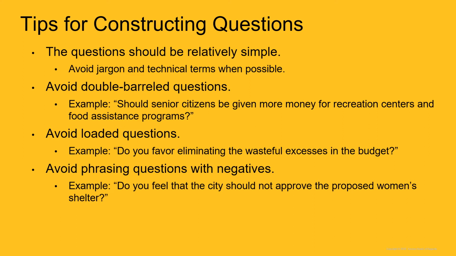Finally, we should try to avoid using phrasing that has negatives. Notice in the example, what they're saying is, do you feel that the city should not approve the proposed women's shelter, instead of saying, do you feel that the city should reject the proposed women's shelter? Or one way that you could ask it is, should the city approve the proposed women's shelter, and then simply look at people who disagree with that statement to determine whether people approve it or not. Introducing the word not can sometimes create confusion.